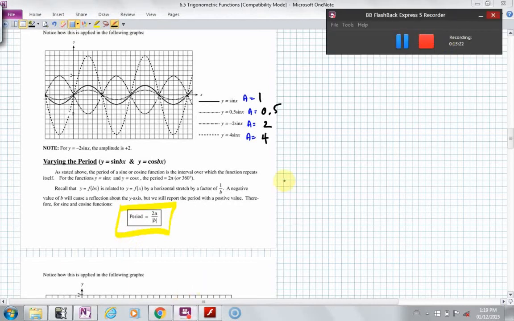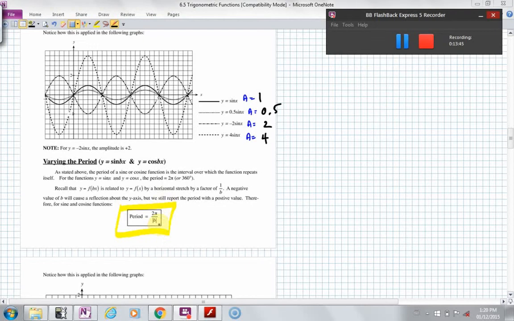Okay, so just as you would expect, if there's a b in front of the x here, we've got a horizontal expansion or compression by a factor of 1 over b. So just like we were doing before when we were transforming any functions. So 1 over b is now what we're going to multiply the period by. So if the original period was 2 pi, the new period is going to be 2 pi divided by b.